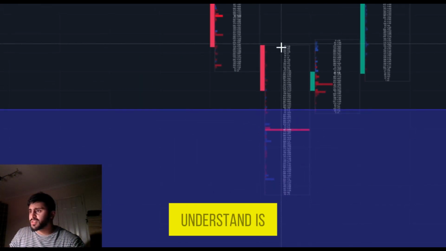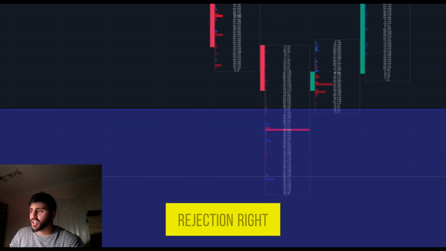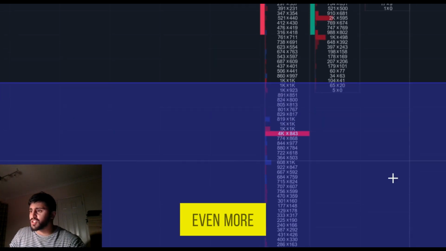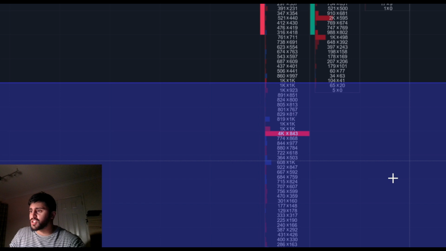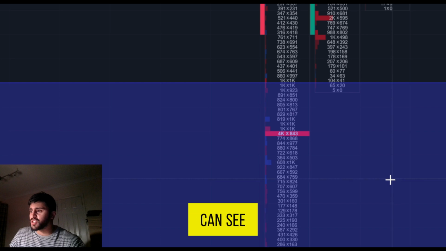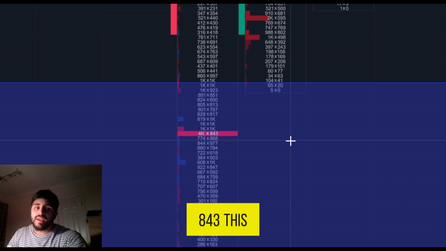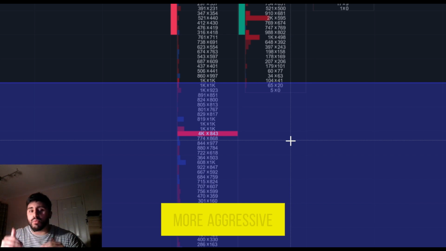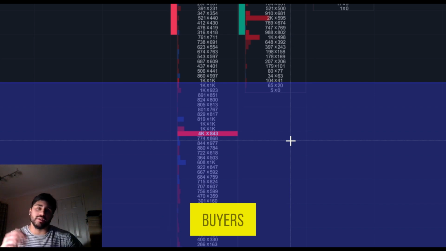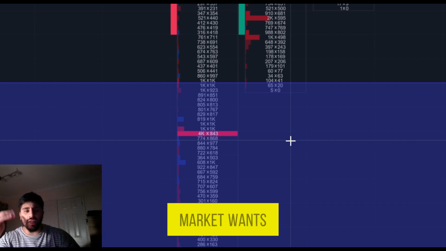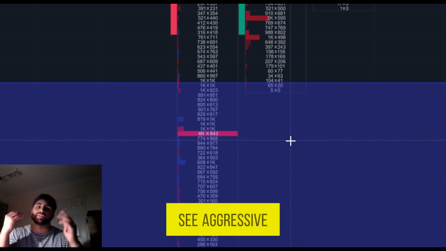So what's important to understand is we see this very, very clear rejection, right? We see a rejection, but what's even more interesting is on the 5-minute time frame, I want traders to understand what we can see: we see 4K for 843. This means that there are so many more aggressive sellers than there are buyers. So think about this. If the market wants to move down, we're going to see aggressive sellers.